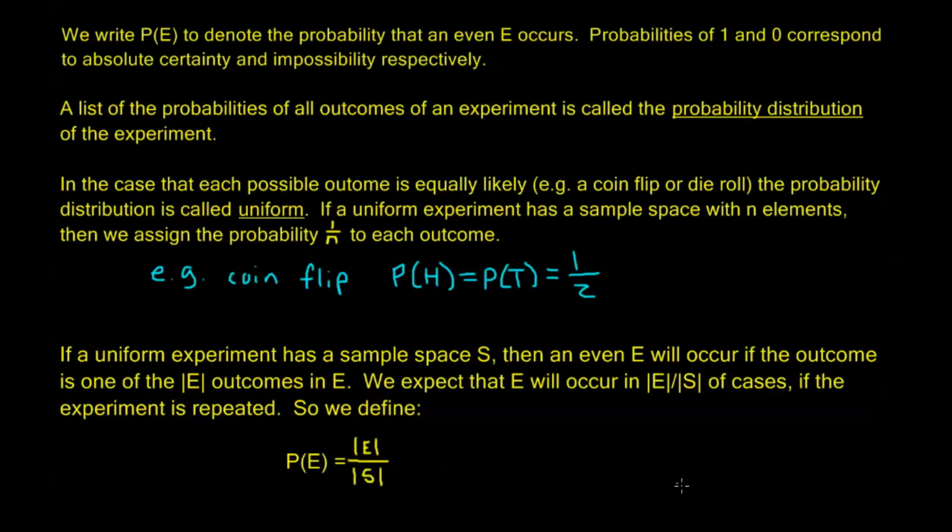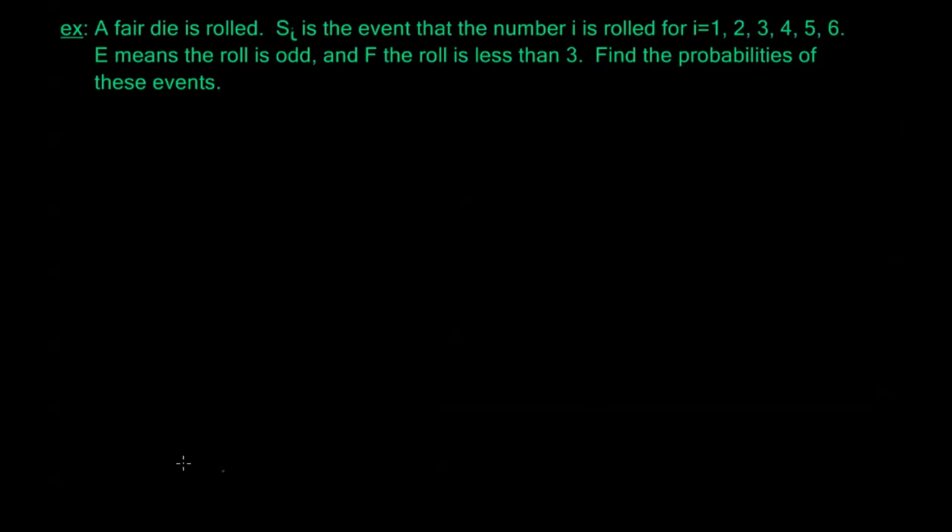So let me take this all away and we'll look at an example. A fair die is rolled. S_i is the event that the number i is rolled, for i = 1, 2, 3, 4, 5, 6. So here I'm using an index notation. I'm saying S1 is the event that a 1 is rolled, S2 is the event that a 2 is rolled, S3 the event that a 3 is rolled, and so on. So we have 6 events S_i. E is the event where the roll is odd, and F is the event where the roll is less than 3. And we want to find the probability of these events.